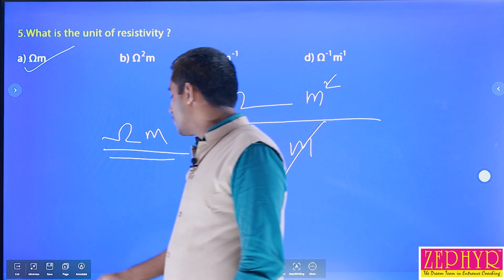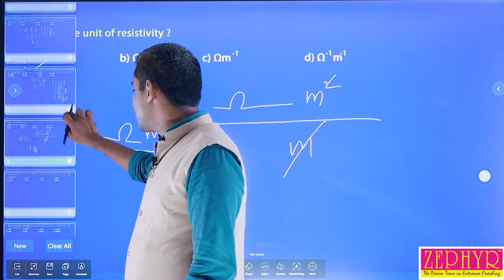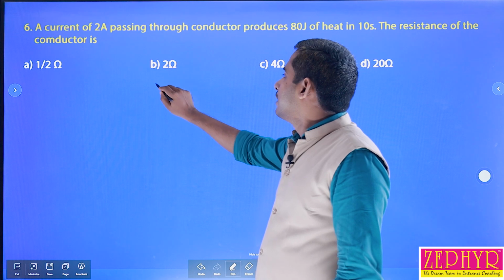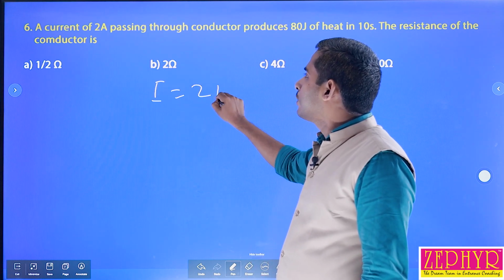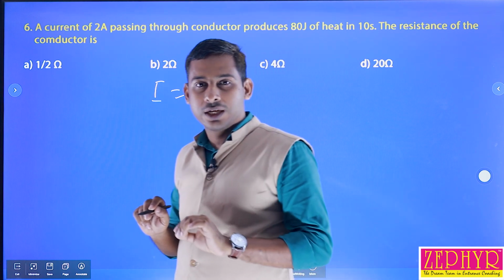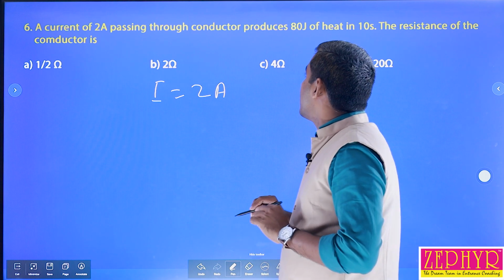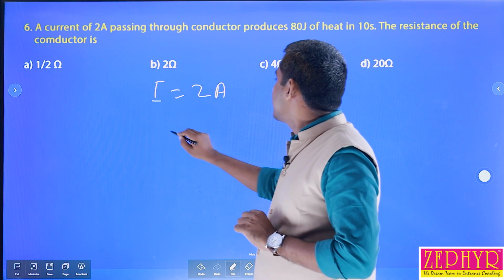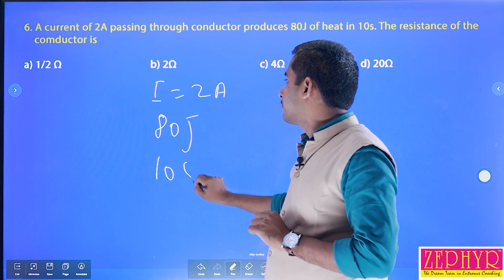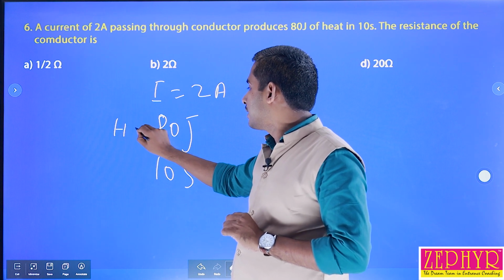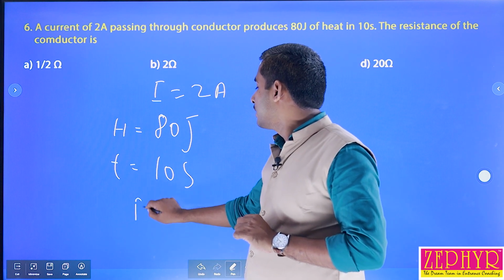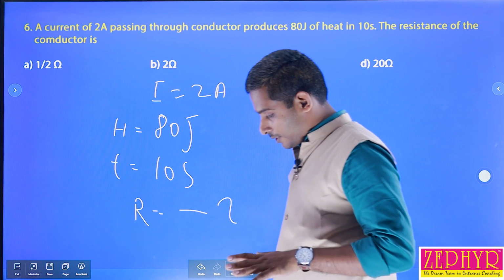I am moving to the next question, question number 6. The question is, they are saying current equal to 2 ampere. We can use the capital letter I for the representation. Passing through a conductor produces 80 joule heat in 10 seconds. So heat they said 80 joule, time they said 10 seconds. The resistance of the conductor we have to find.